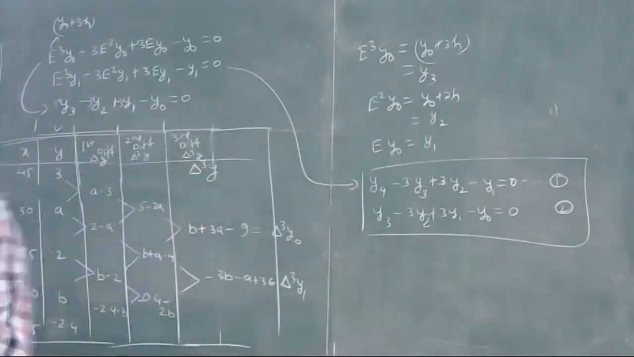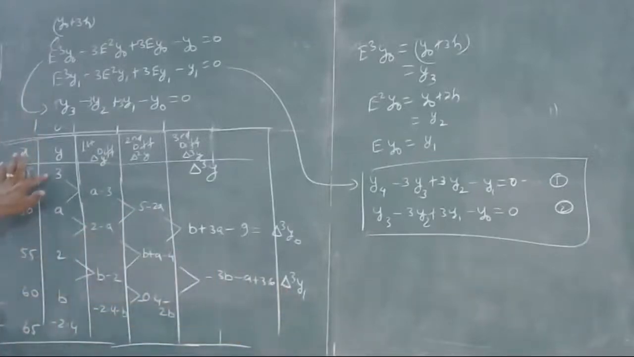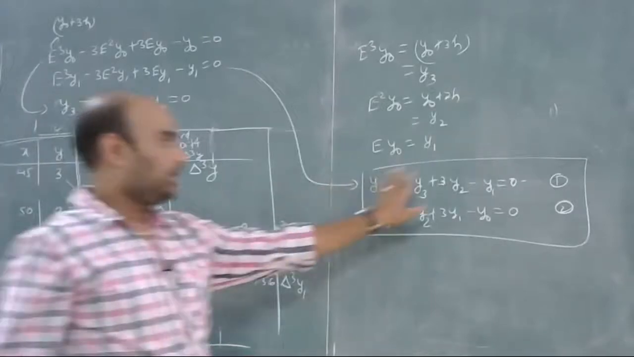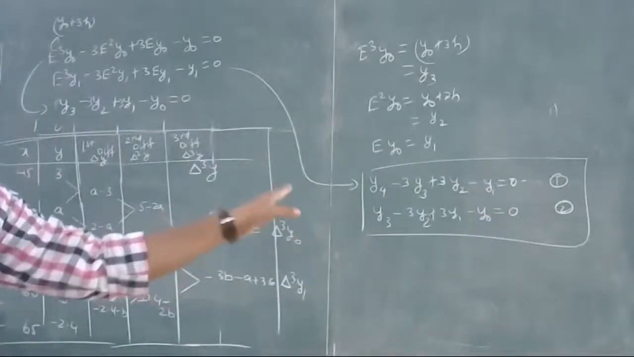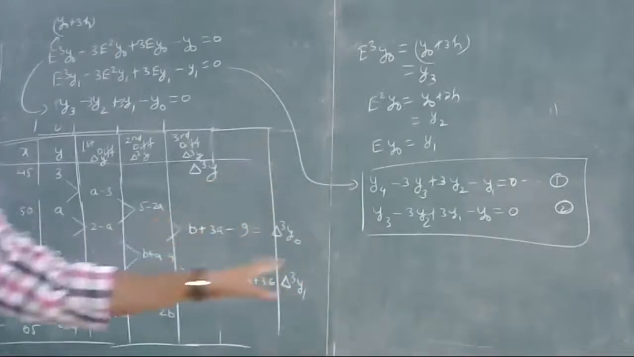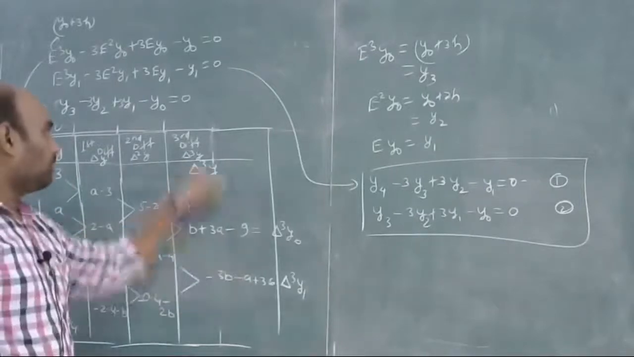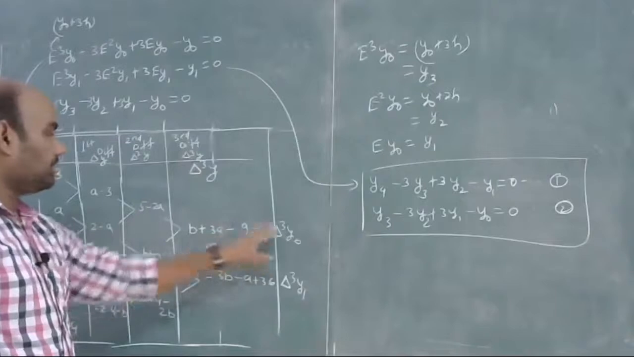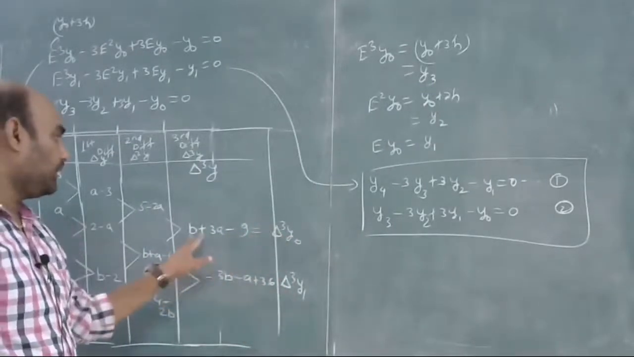Okay, so no need to construct this table. This is y0, this is y1, this is y2, this is y3 and this is y4. Substitute these values here and you can solve these two equations. You can find the values of unknowns a and b directly. No need to construct this table. Okay, so if you construct this table, the third differences are equated to 0, the last two terms equated to 0 in order to find a and b.